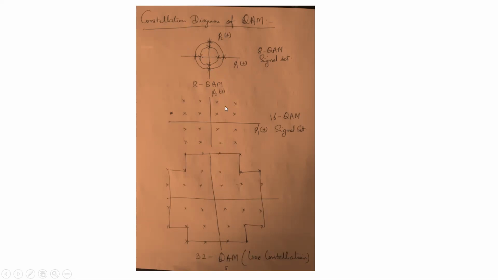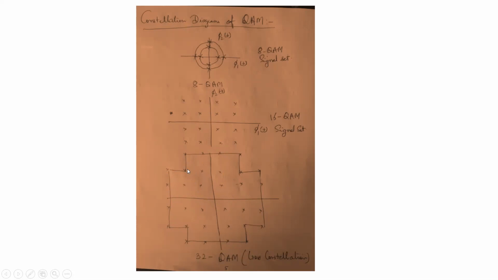These are the constellation diagrams for 16 QAM. So I place this point, this point. This is my origin, right? So these are 16 signal points. And this is 32 QAM, in which I place 4 points here, 4 points here, 4 points here, and 4 points here. So 16 points, then 4 this side, 4 this side, 4 this side, and 4 this side. These are the constellation diagrams of 32 QAM. This is particularly known as a cross constellation.